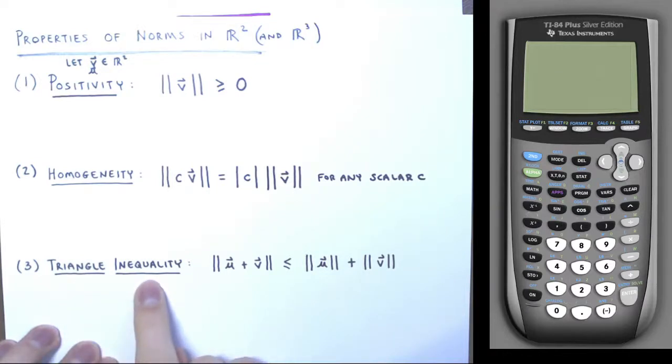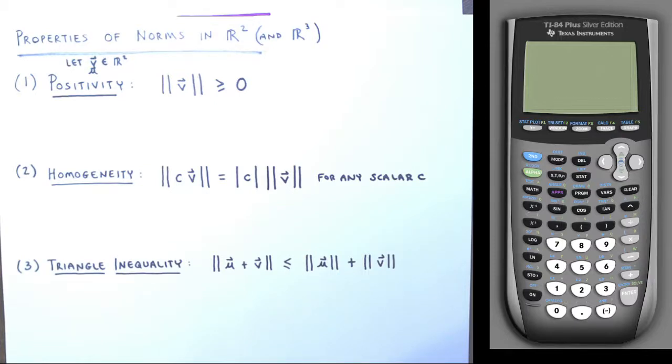And then you have the triangle inequality. If I take the norm of u plus v, it should be less than or equal to the norm of u plus the norm of v. So u plus v would be like one side of a triangle, which is less than or equal to the sum of the lengths of the other two sides. That was true in basic geometry class when you talk about Euclidean geometry, plane geometry, actually.